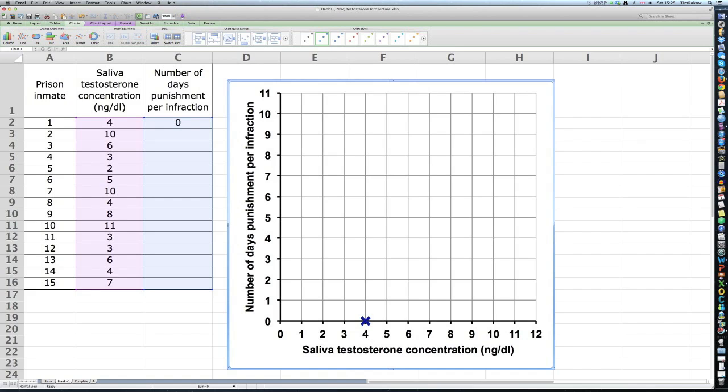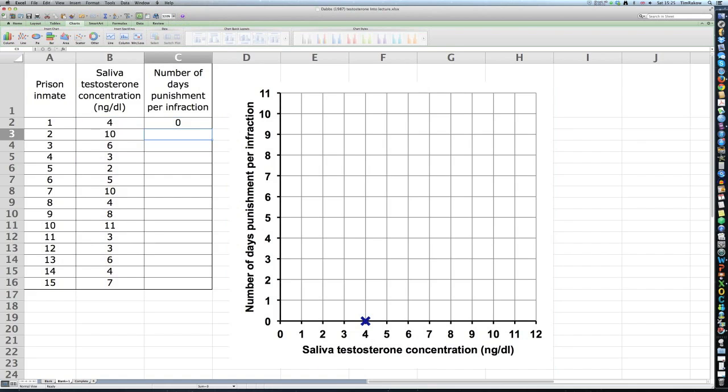Then the second inmate, they have a saliva testosterone concentration of 10. So we're going to go across to 10 on the horizontal axis and then count up to 6. And that's going to be there. So I want you to pause the video and then complete the scatter plot for yourselves.